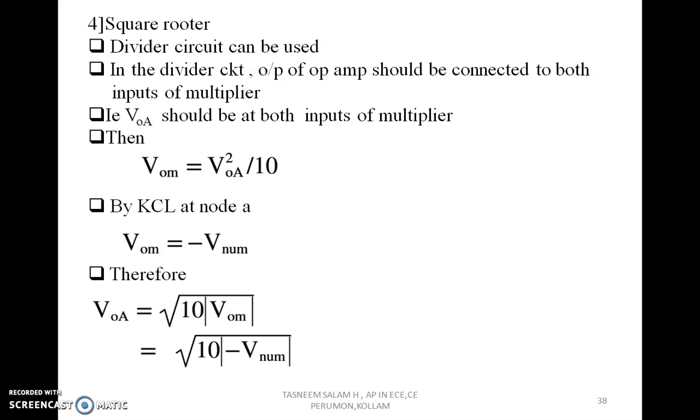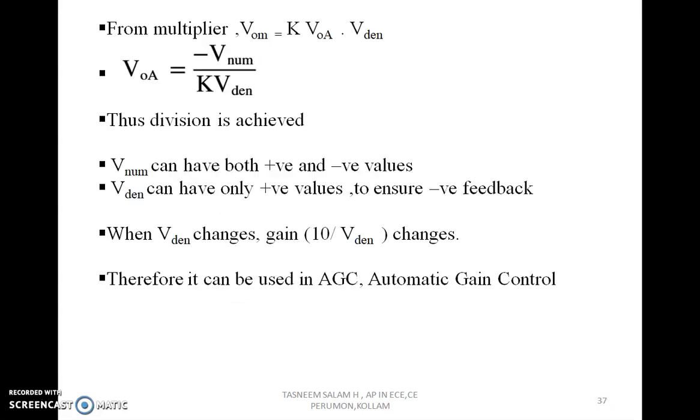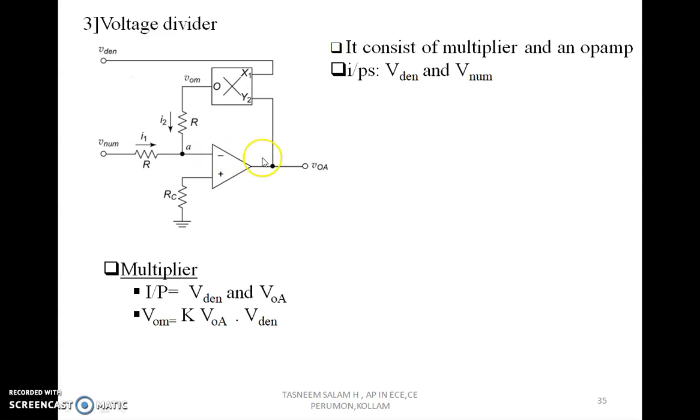Next application is square rooter. The multiplier IC can be used as a square rooter. That is, we can get the square root of the input at the output. For this, we can use the same divider circuit. The only difference is that we are going to give the two inputs as VOA. We are not giving Vden. We are only giving VOA, that is the output of the op-amp is connected to the two inputs of the multiplier. So what will be the output?